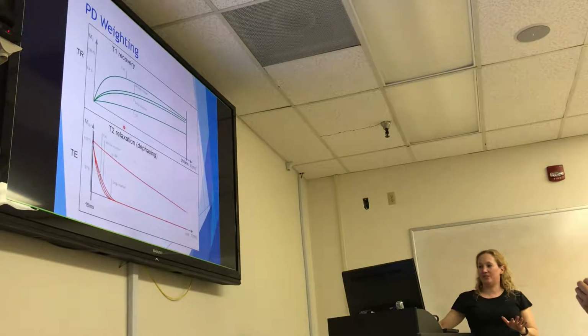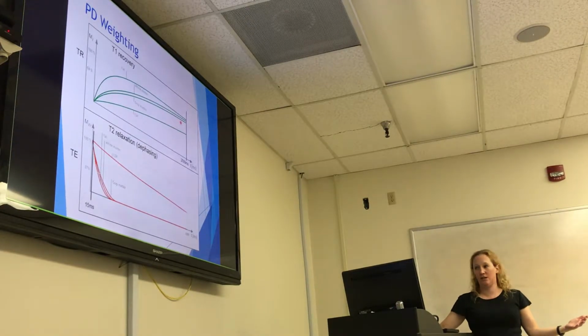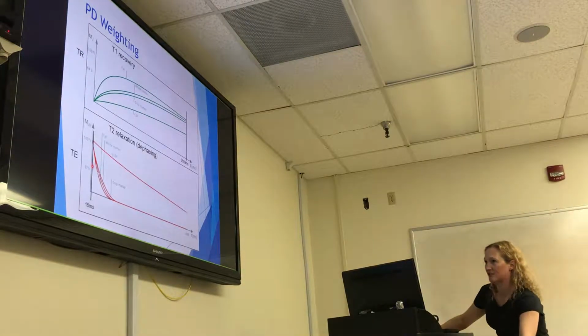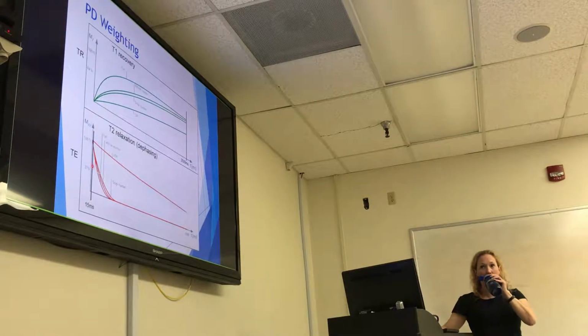And so here's our situation now. Here we're waiting a long time before we come back to slice 1. So that's our long TR. But we're going to collect our echo really, really fast because we want to minimize our T2 relaxation. And so then again, we're left with proton density. All right. Questions on proton density so far?